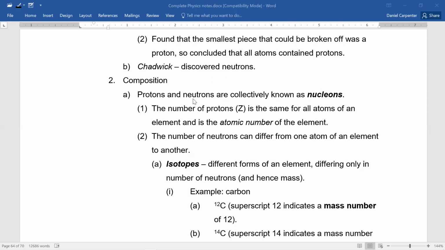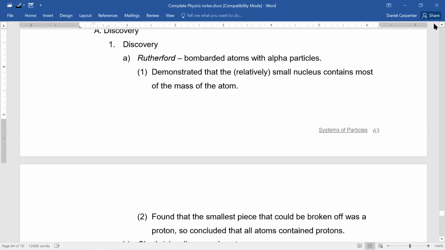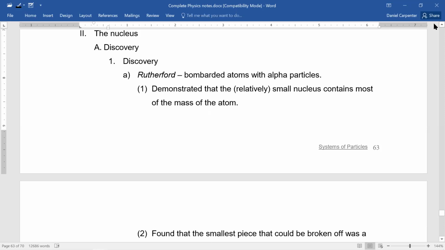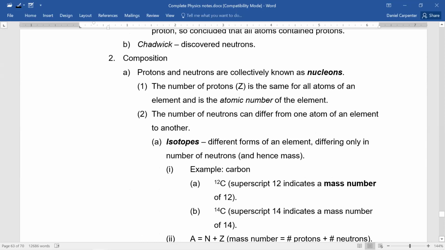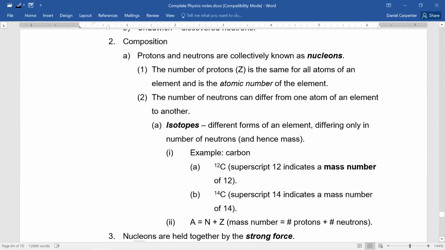All right. So we got as far as we got through electrons last week, and we were starting to look at the nucleus. Rutherford discovered it and thought it was just protons. Chadwick discovered neutrons. And now it gets weird. So it's made of protons and neutrons.